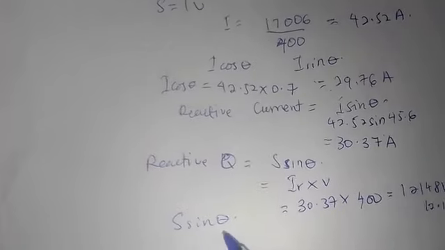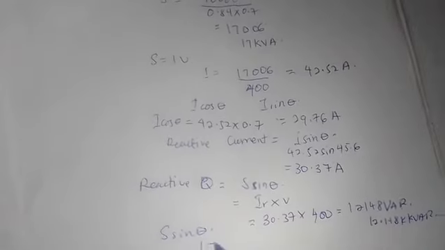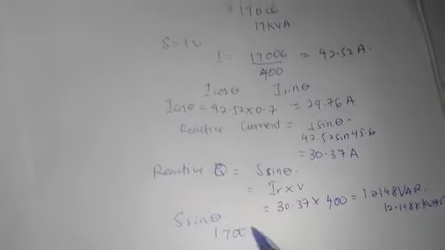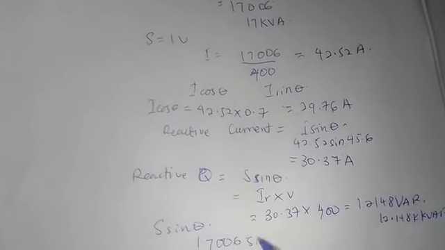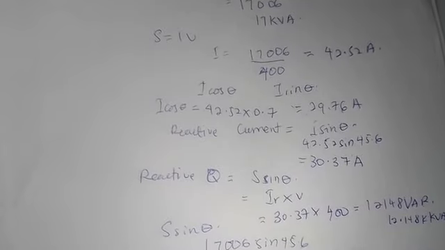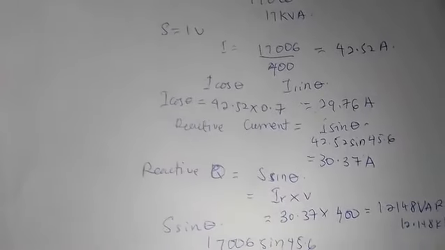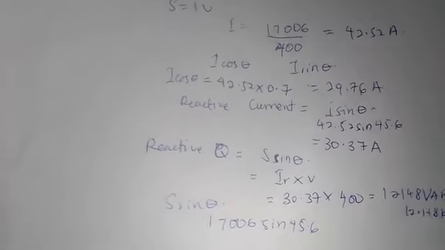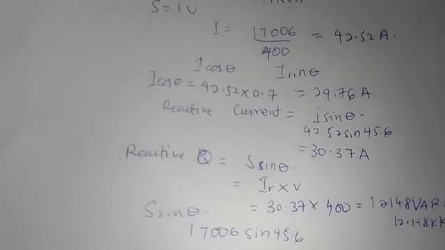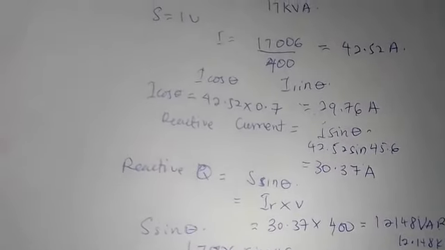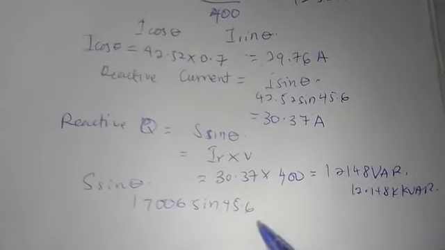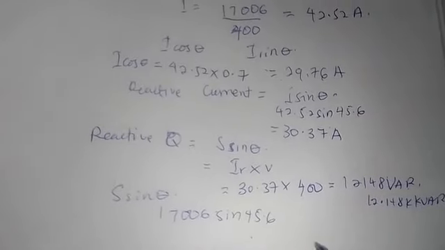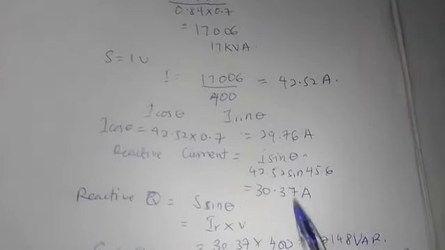You can still confirm from S sine theta. S was 17,006, and theta is 45.6. So you can punch 17,006 sine 45.6, and that is giving us exactly the same answer. So that is the end. These are the kVAR, our reactive current, our active current, and our total input kVA.